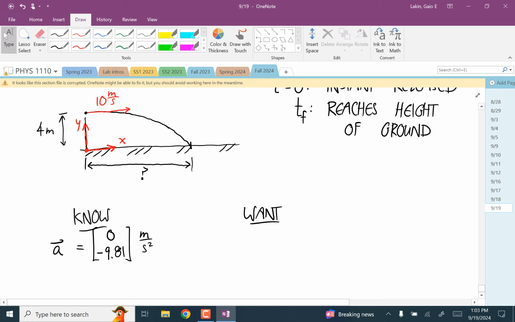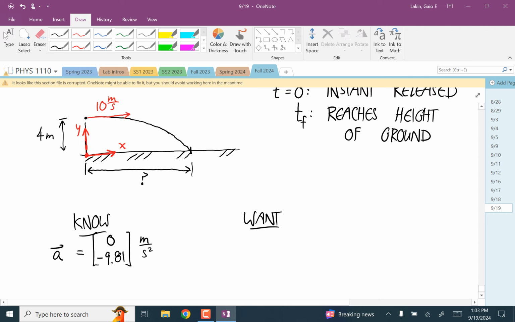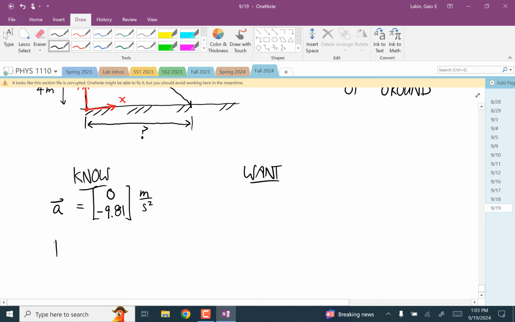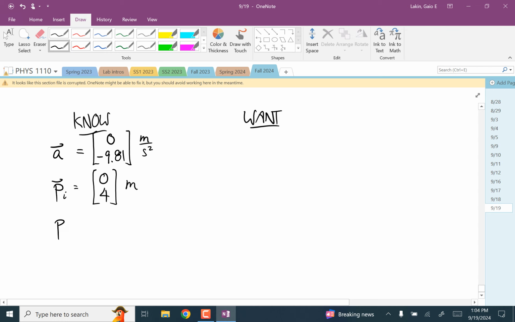Do we know the position at time equals 0? So in other words, do we know the coordinates of the ball at time equals 0? Yep. What are the coordinates? Yep. Perfect. Do we know anything about the coordinates of the ball when it reaches the ground level? We know the y. Perfect. So we know that P F y is equal to 0. P F x is what we're trying to find.